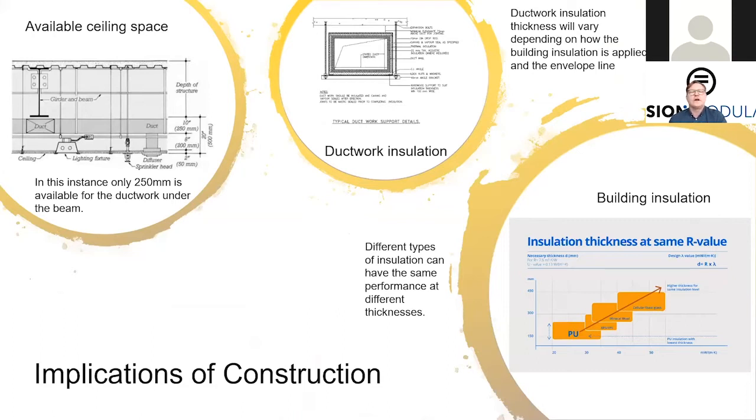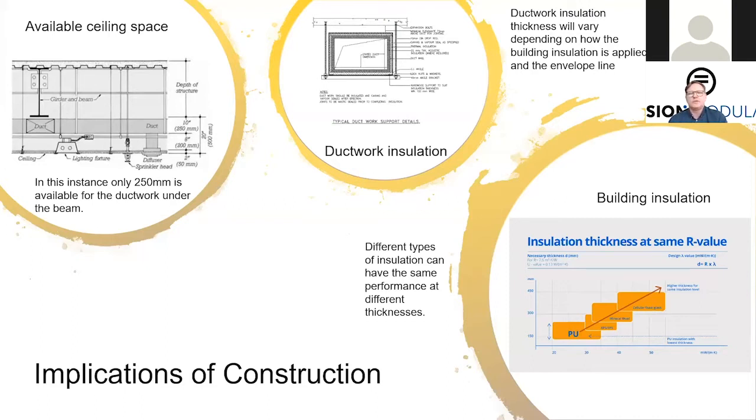So we need to consider what the implications are of the construction of the building on our ductwork insulation. We need to look at things like the available ceiling space, the type and application of ductwork insulation itself, and then the different types of building and ductwork insulation that are used. We have more or less opportunity for our ductwork and the available space for that ductwork based on whether we can fit all of the insulation into that available ceiling space.